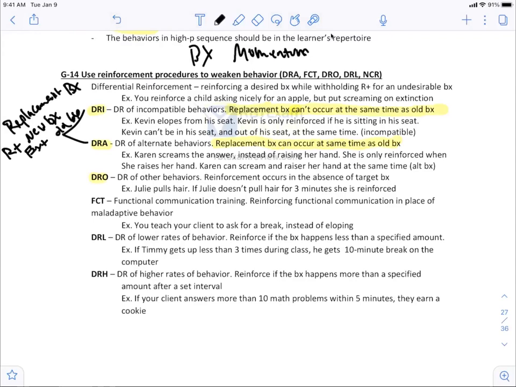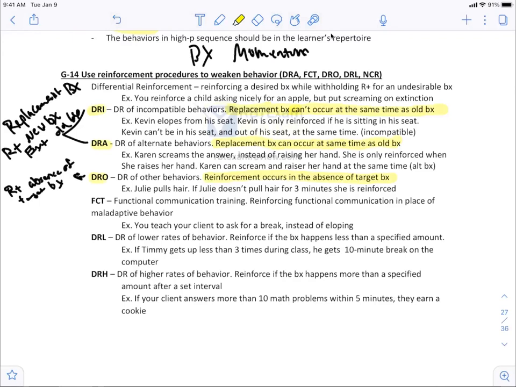What about DRO? DRO, no replacement behavior, doesn't teach a replacement behavior. Reinforce absence of the target behavior. It's a little difficult to wrap your head around, right? Reinforcement happens when behavior is not happening. We're looking at hair pulling. If Julie doesn't pull hair, we reinforce her. It doesn't matter what else happens during that time, because we're not teaching a replacement behavior. As long as Julie doesn't pull hair, we reinforce her.